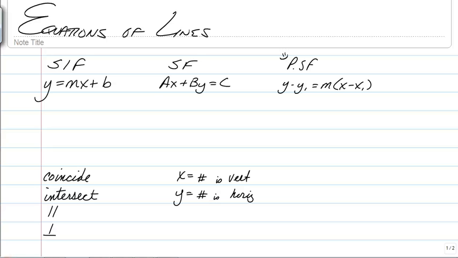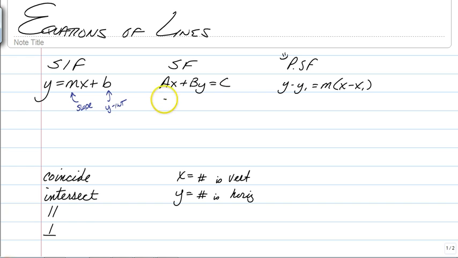Time to talk about equations of lines. So you're going to be writing equations of lines in three different forms. Slope-intercept form: m is obviously your slope, and the b is your y-intercept. Standard form, you have A, B, and C. A and B are the coefficients of x and y, and C is your constant.